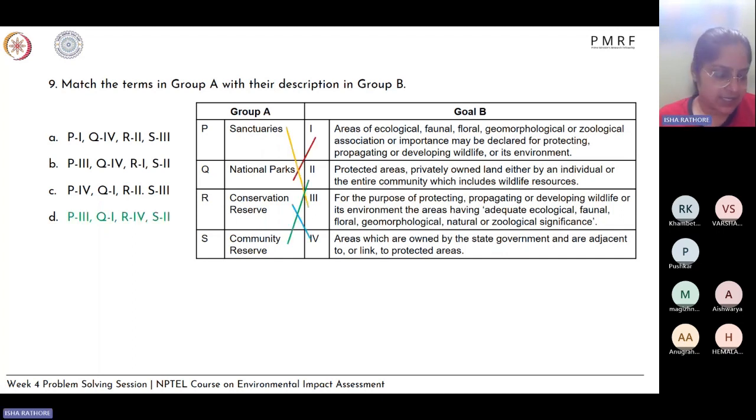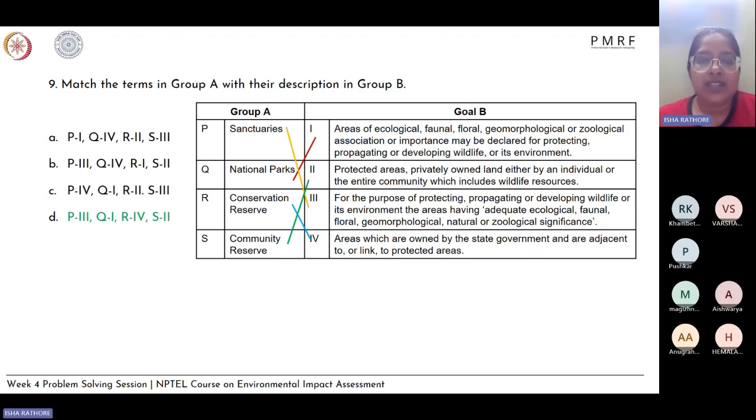Okay, so D is the correct answer. Sanctuaries are for the purpose of protecting, propagating, or developing wildlife or its environment in areas having adequate ecological, faunal, floral, geomorphological, natural, or geological significance. So adequate is the keyword here. So P matches with 3.